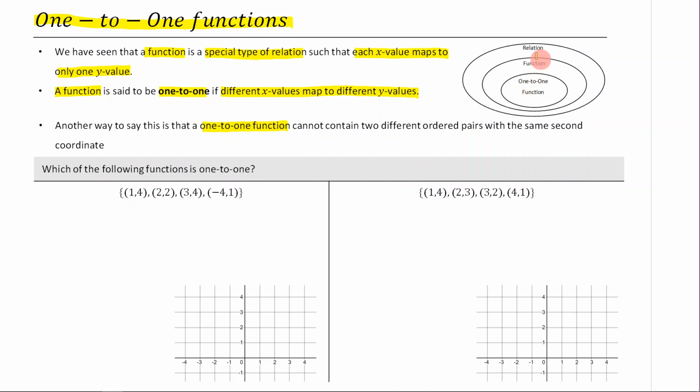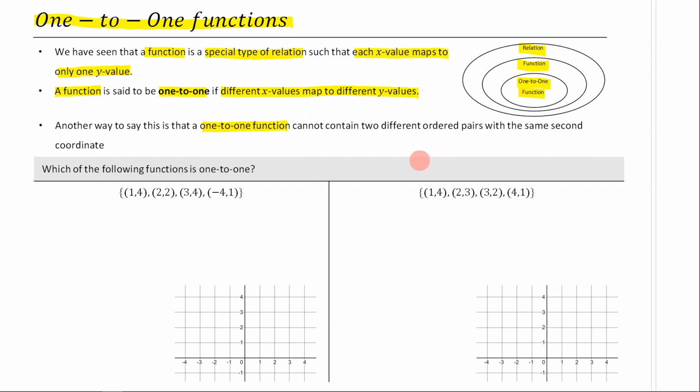But before we do that, let's look at our diagram up here just to help us situate ourselves. So we know that everything is a relation. Then a special type of relation is called a function, and that's when each x value maps to only one y value. And now what we're learning is there is a special type of function called a one-to-one function. And this is when different x values map to different y values. So it's a special type of function. So this is kind of what we're picturing in our heads. Everything's a relation. A function is a special type of relation, and then we've got something called a one-to-one function, which is a special type of function.